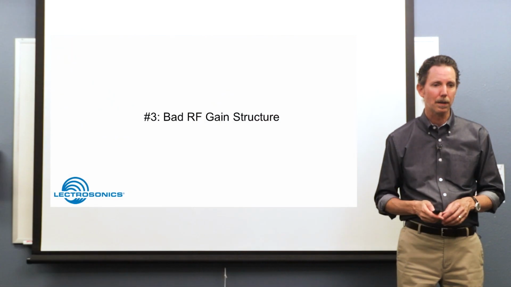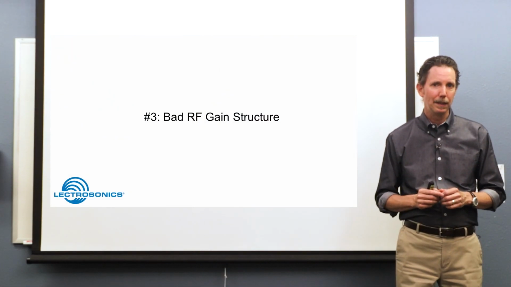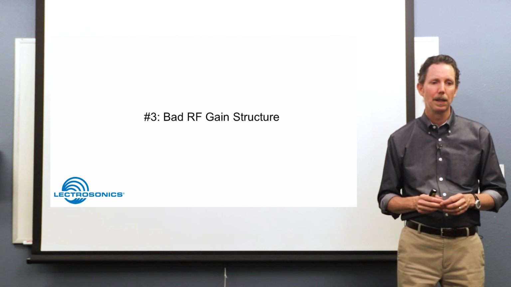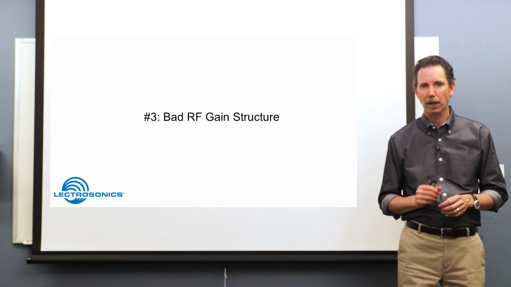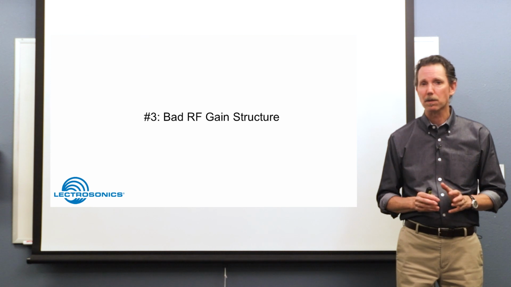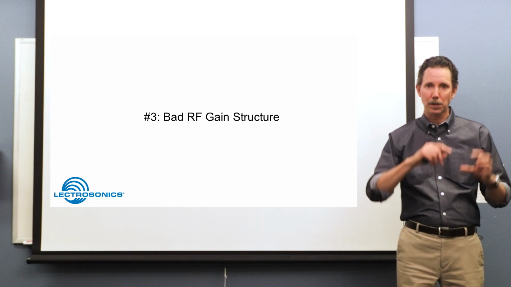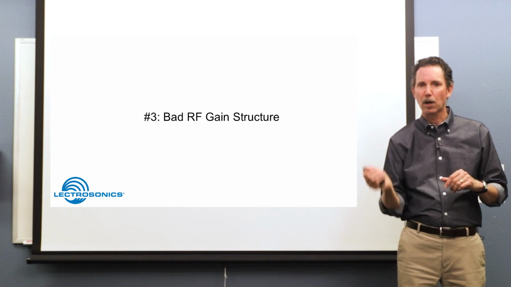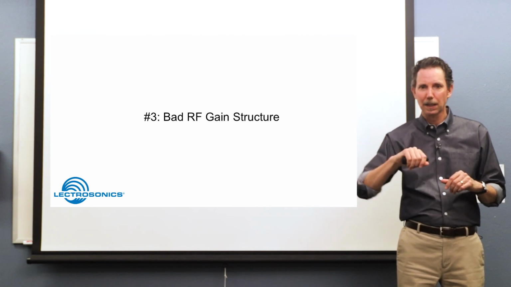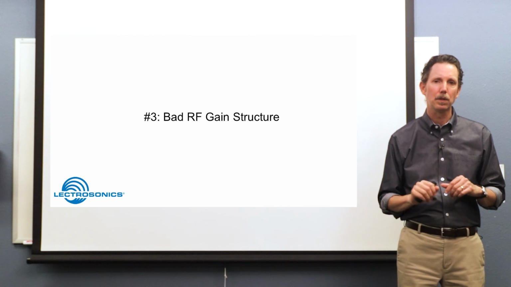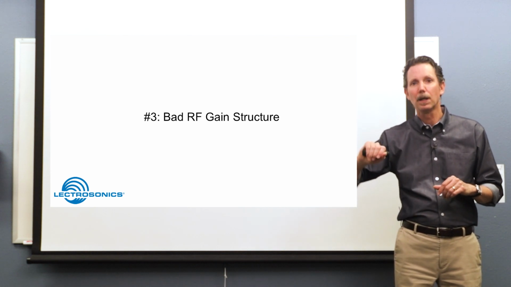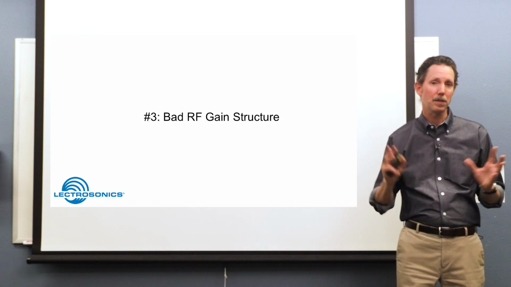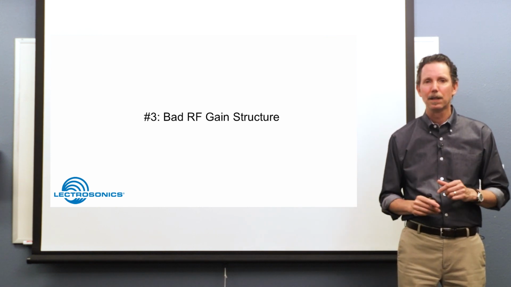Okay, let's move on. The number 3 issue that we run into most often that causes problems in wireless mic systems is bad RF gain structure. Now, if you've taken your audio basic class, you understand gain structure. That's setting your mic preamps or your line level inputs and not overloading that stage, and then not boosting everything with your EQ to the point where it overloads, and then making sure your output from your mixing console or whatever is at the right level. This is the same concept, but in RF.